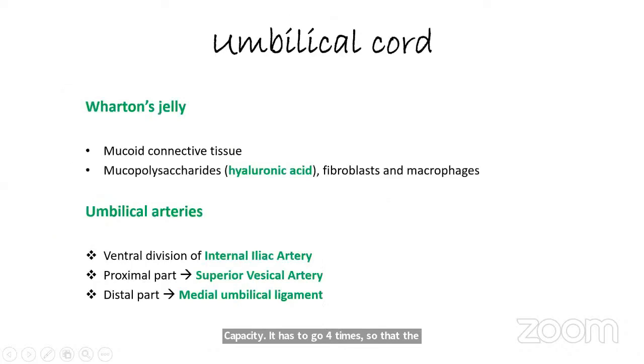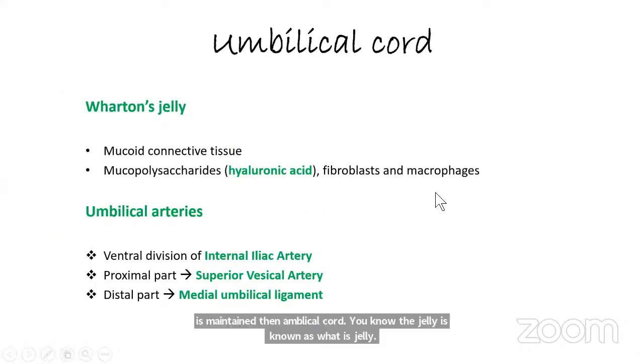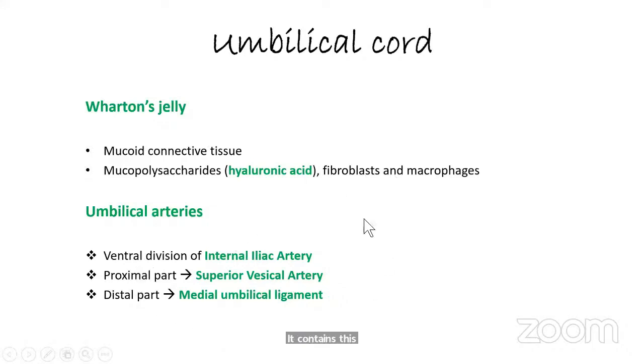Then umbilical cord, you know the jelly is known as Wharton's jelly. It contains hyaluronic acid, fibroblast and macrophages. This is very important. You have two umbilical arteries and one umbilical vein, isn't it? It is derived from the anterior division of the internal iliac artery. After birth, the part which is closer to the internal iliac artery will remain as superior vesical artery. Part distal to it, towards the umbilicus, will be seen as a remnant that is known as medial umbilical ligament.